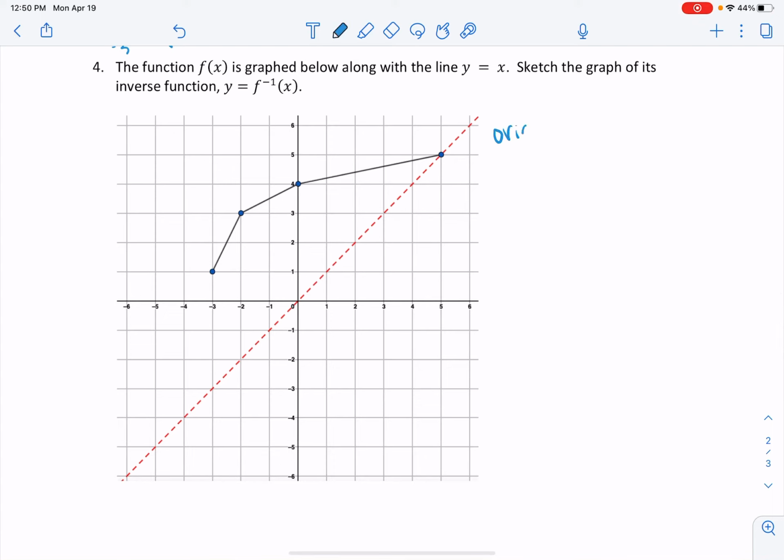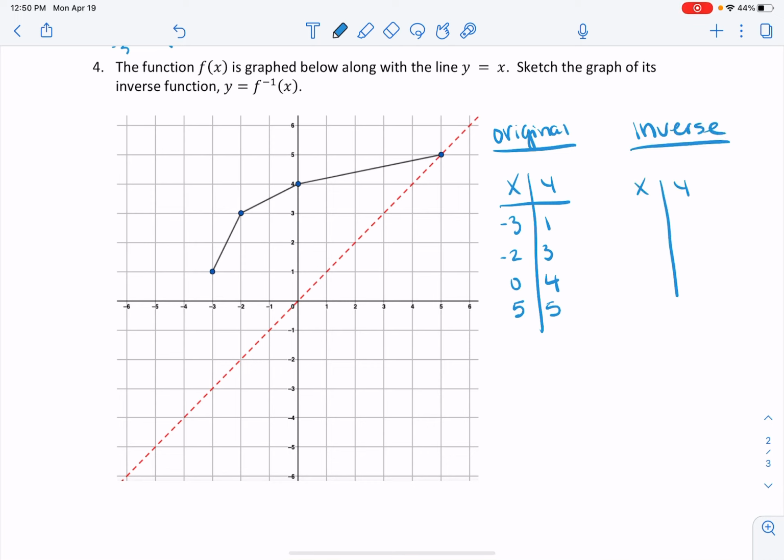So let's look at our original and see if we can find some points to plot, or that are already plotted. So here I see negative 3, 1. I see negative 2, 3. I see 0, 4. And I see 5, 5. Then we have the inverse, x and y. And then to plot them, we're going to flip x and y around. So we've got 1, negative 3, 3, negative 2, 4, 0, and 5, 5.